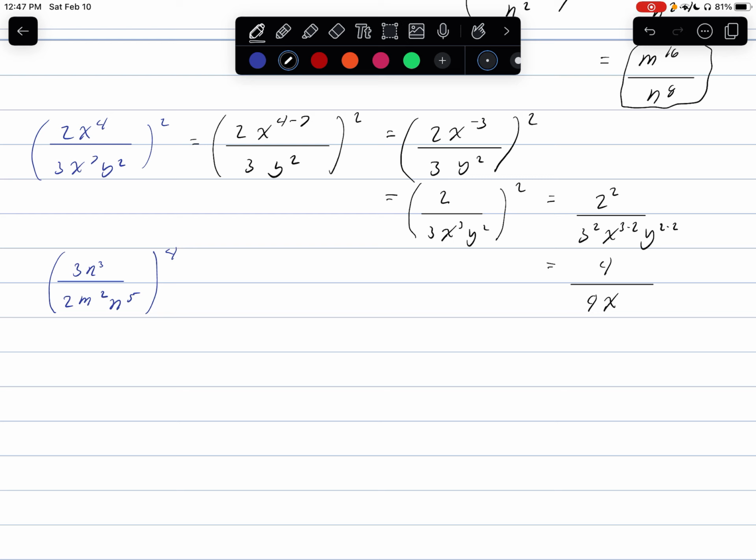Oh, that's not minus. I can't read my own handwriting here. We have x to the 3 times 2. That's going to give us x to the 6th. Sorry about that. And then we have y to the 2 times 2, which is y to the 4th. So our final answer is going to be 4 over 9 times x to the 6th times y to the 4th.